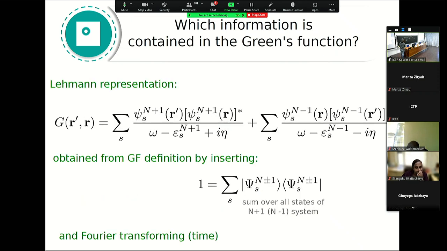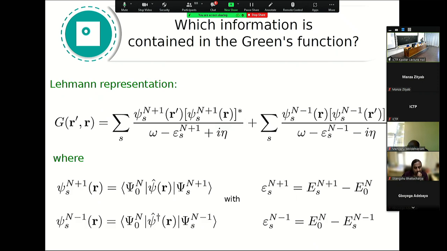And indeed, if you do the expansion of the Green's function in exact n plus 1 and n minus 1 states of the Hamiltonian, you get the so-called Lehmann representation. You can easily realize, as already introduced by Pedro, that the poles of the Green's function are the excitation energies of the system. The two terms of the Green's function have poles at the differences of energies of the system with n plus 1 and n minus 1 electrons relative to n. So when it is exact, the Green's function gives access to the exact excitation energies. I invite you to think about this.